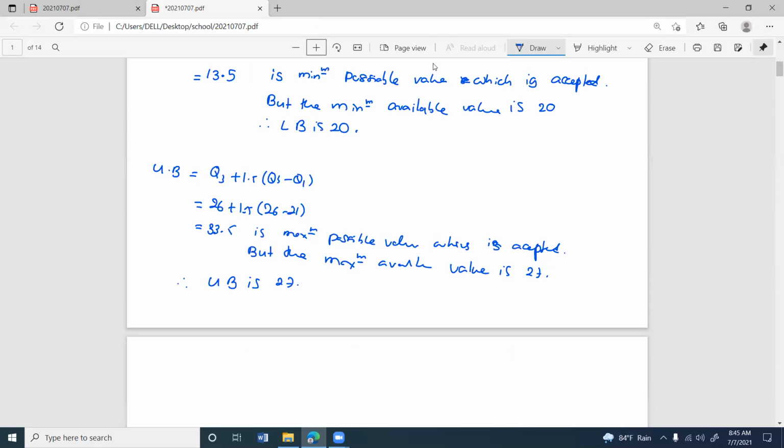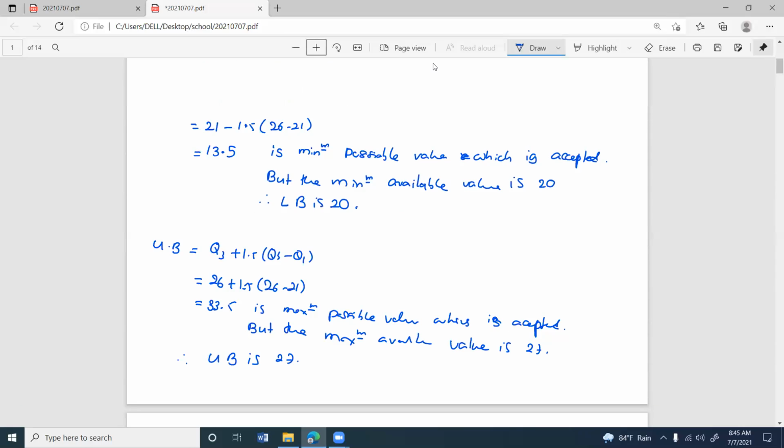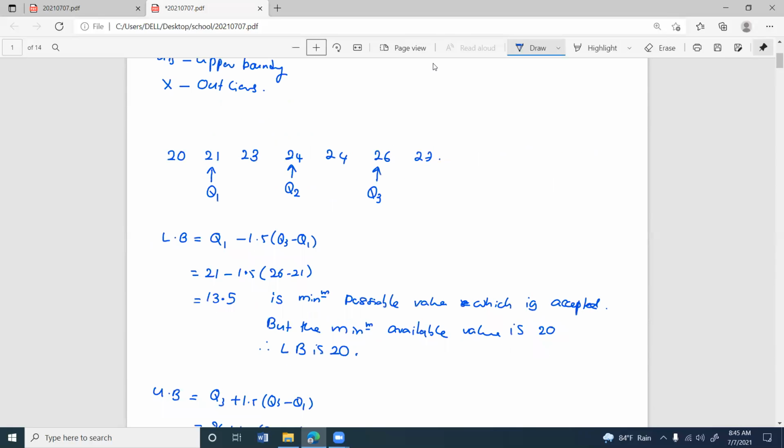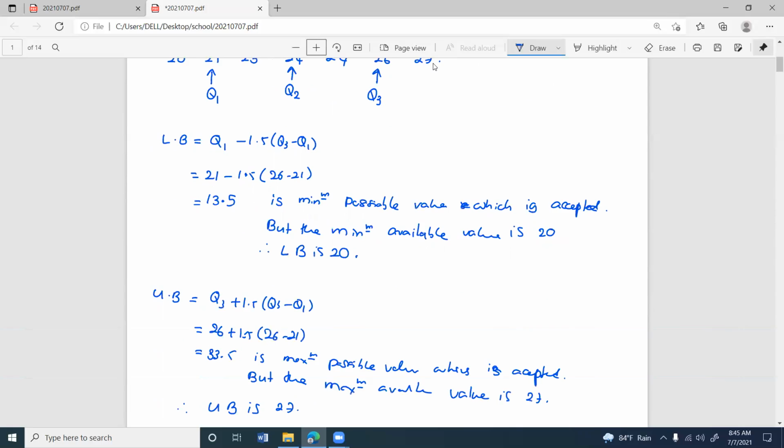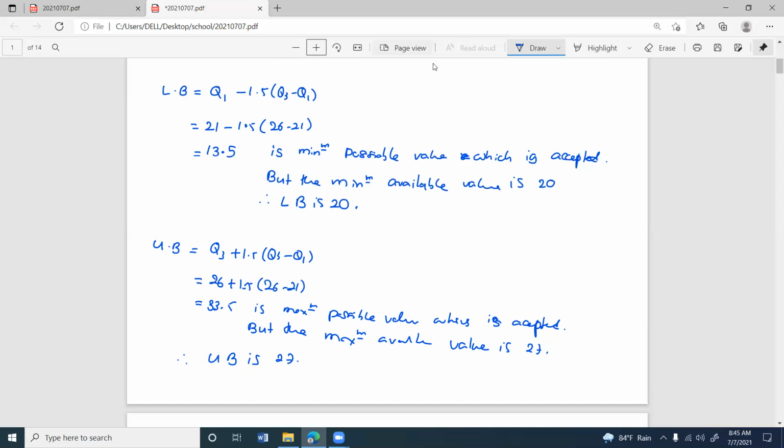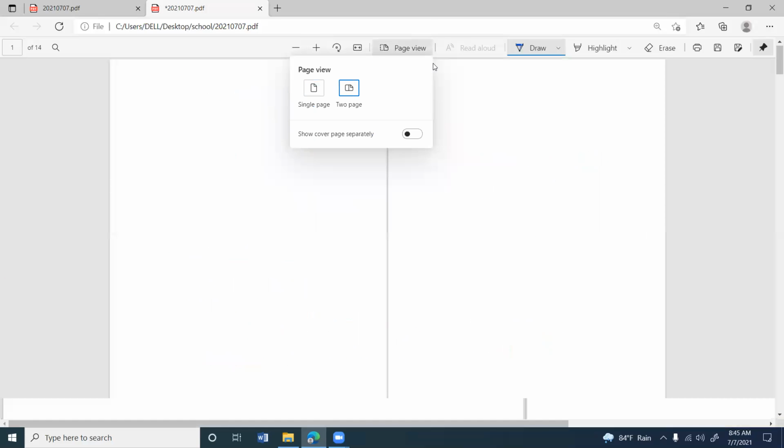Right, we'll go ahead with this. Now you can see the box plot. The lower bound is 20, the upper bound is 27, and these are the quartiles available here. So in this case, we can mark the box plot. I'll just make the page, we will do double pages, then I can draw it.